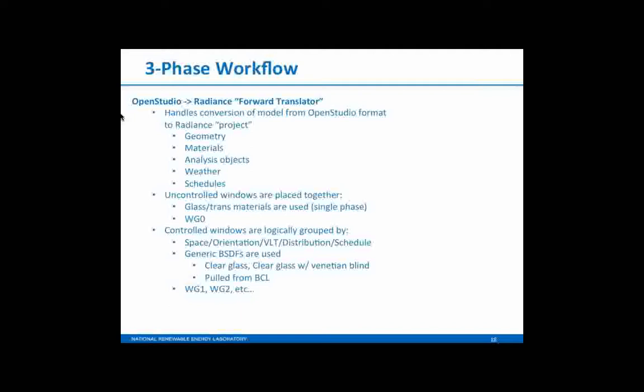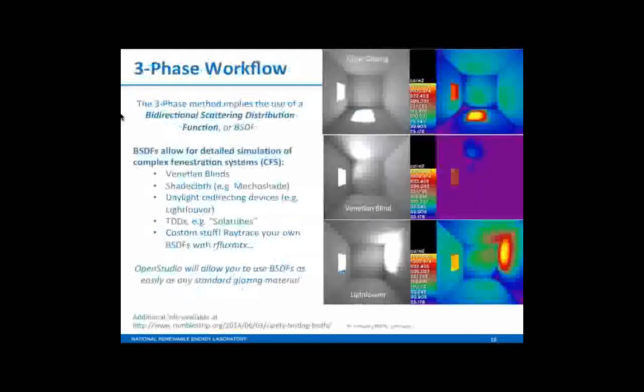Really quickly, when I was talking about the three-phase method, that second phase, the transmission matrix, is more often than not characterized with something called a bidirectional scattering distribution function, or BSDF. It's a file that basically says, for all these incoming angles of light, the light does this. So if this much light hits the glass normally, X amount is reflected directly off, this much goes straight through, and this much goes diffusely through in all these different directions.